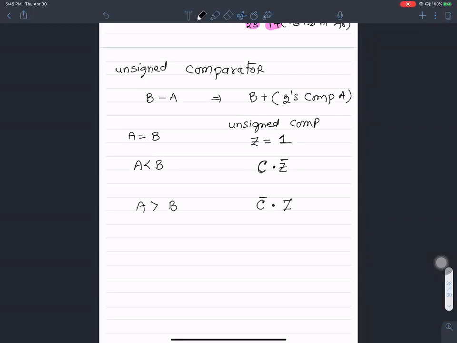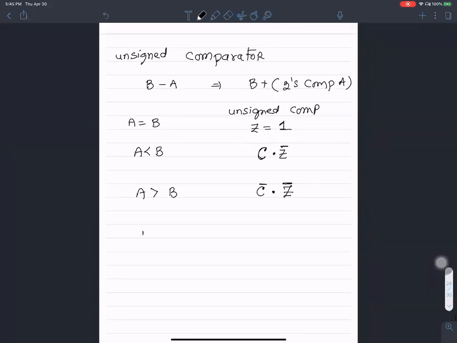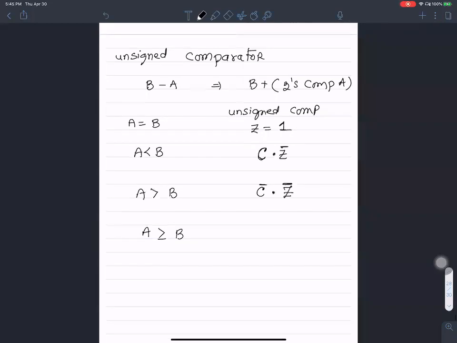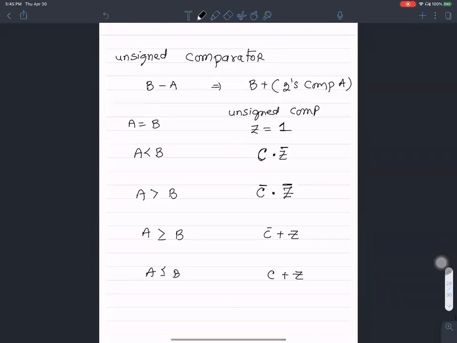And then Z naught is going to be 1, or Z is going to be 0. And then you can elaborate this. If A is greater than B, what happens? C naught plus Z. If A is less than or equal to B, then you have C plus Z, and so on and so forth. So that's the idea of unsigned comparator outputs.